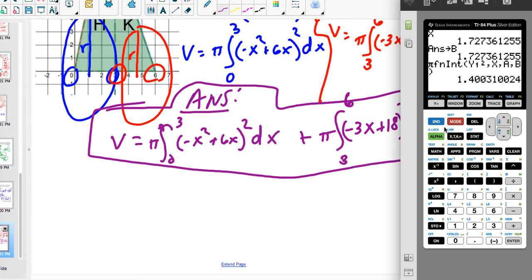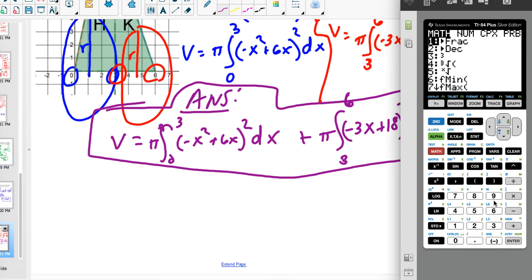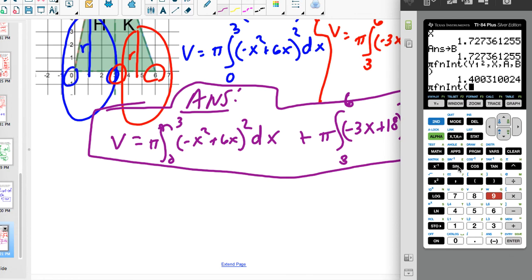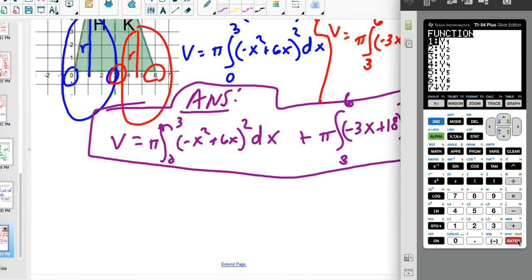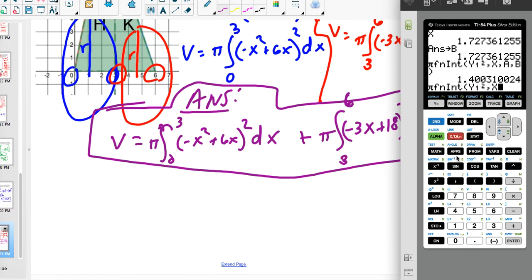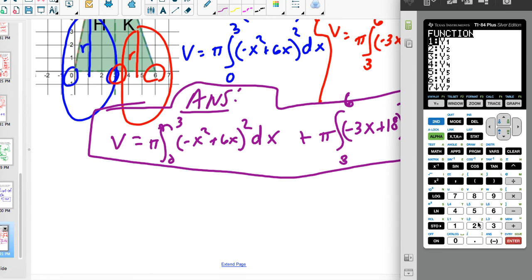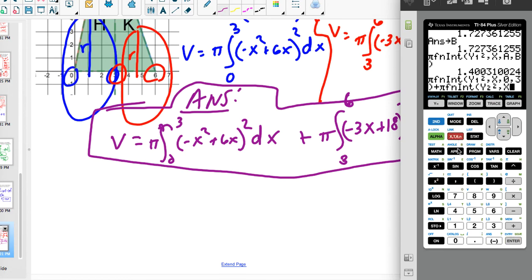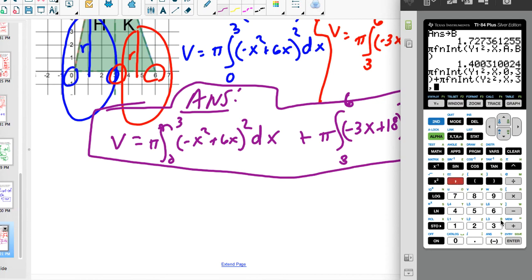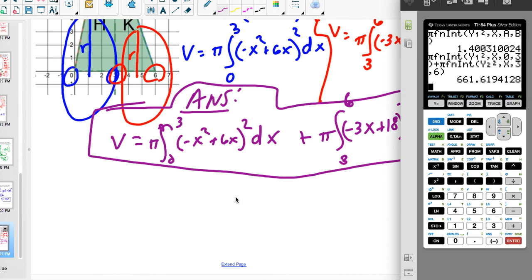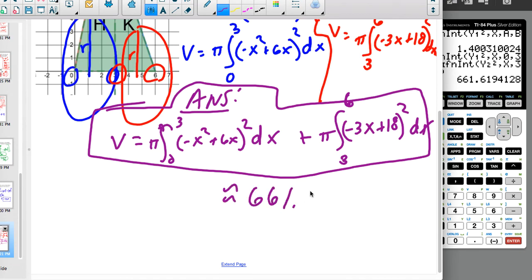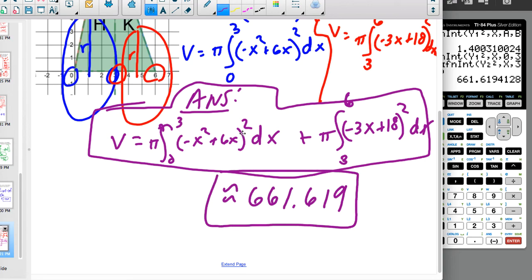So I'm going to go ahead and do pi, and then math 9. I want to function integrate. This was the thing I called y1, so I'm going to go to vars over to y vars function y1, quantity squared, with respect to x from 0 to 3, right, plus pi, and then math 9. And you could actually factor the pi out and put a set of parentheses so that all this stuff is the same. Vars over to y vars function y2 squared, comma, with respect to x from 3 to 6, right? So that's where I'm at. I'm going to hit enter, and I'm going to get that this volume is 661.619. Okay? All right, and that's it for this video.